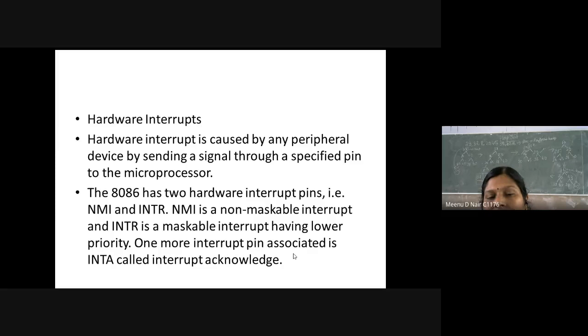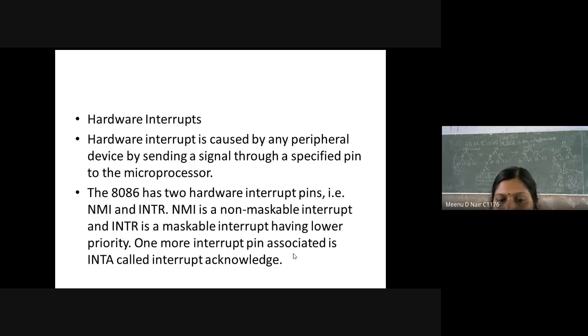It cannot continue. You cannot tell it, you hold, be there for some time, then I will do it later. You cannot tell like that. Okay, so that is what NMI is. That is non-maskable interrupt. Right.